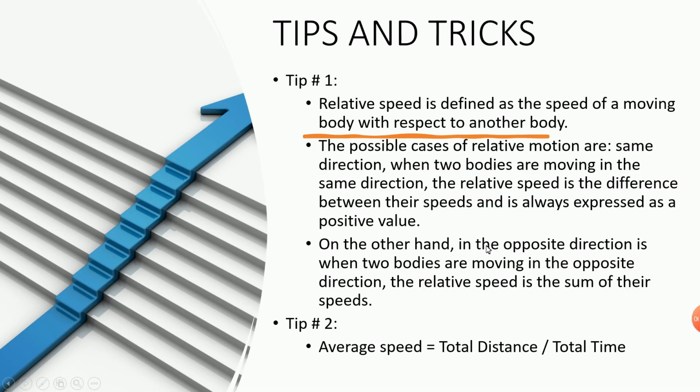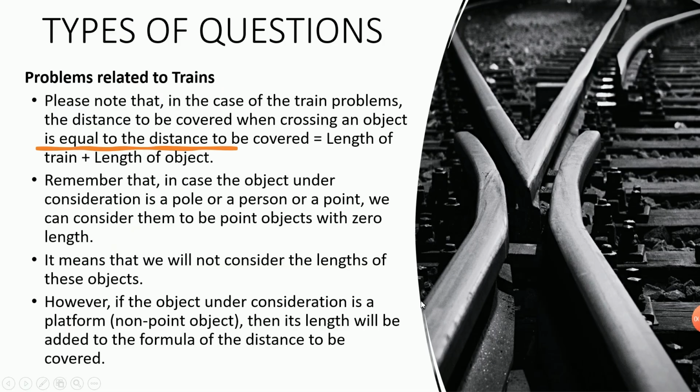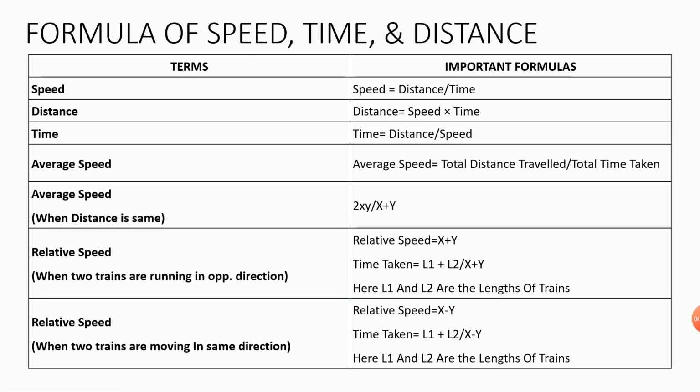On the other hand, if both the bodies are moving in the opposite direction, like two people walking towards each other, or two cars traveling in opposite lanes, then the relative speed is the sum of their speeds. So we can add both. Like in the previous problem, given the formula. So relative speed: opposite direction means addition, same direction means difference. Again, this difference should always be expressed as a positive value.